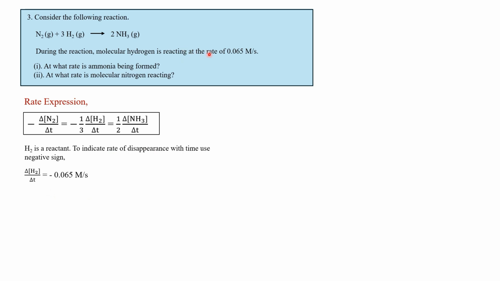So then hydrogen is reacting at the rate of 0.065. The meaning is change in hydrogen concentration with time is negative 0.065 molar per second. From the rate expression, if you pick hydrogen and ammonia, we can substitute for the hydrogen concentration negative 0.065, and then you can solve this. 2 times 0.065 divided by 3 is positive 0.0433. That is the change in concentration of ammonia with time.